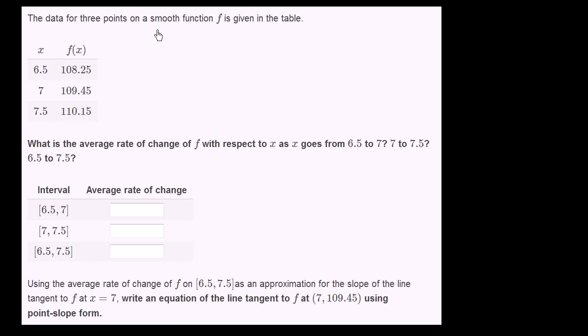The data for 3 points on a smooth function f is given in the table. So let's actually graph these just so that we can visualize it a little bit. So our vertical axis, let's just call that y is equal to f of x. And then we have our horizontal axis.